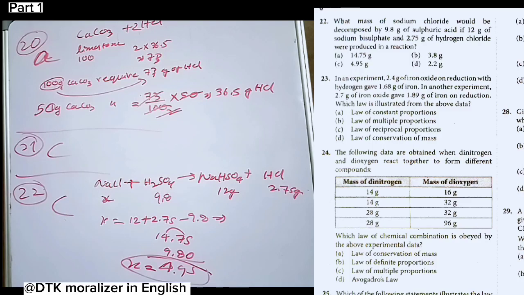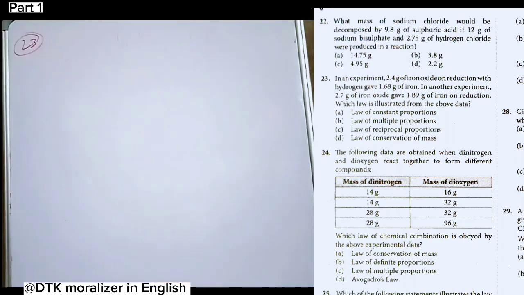Now question number 23. Sorry, this question is for question number 24. I wrongly skipped question 23, but I will cover it next. So as you can see, the 24th question: the following data are obtained when dinitrogen and dioxygen react together to form different compounds. Here the masses of dinitrogen and oxygen are given. We have to find out which law it obeys.